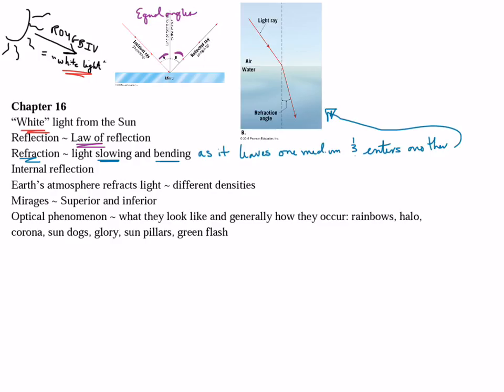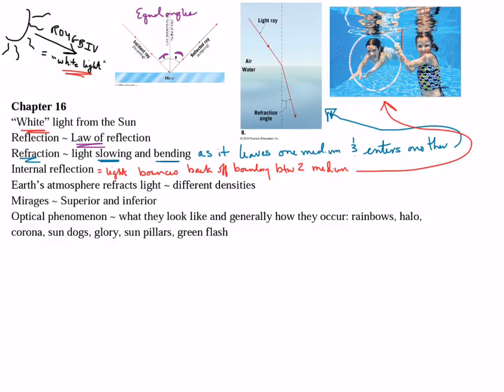But it's because of speeds. So refraction, light slowing down, and as a result, it bends, and we'll talk about why that is. But, yep. So internal reflection's kind of a fun thing. This is actually the cutest picture in this chapter, I think. Internal reflection. So light is going to reflect or bounce back off of the boundary. Light bounces back off the boundary between two mediums.